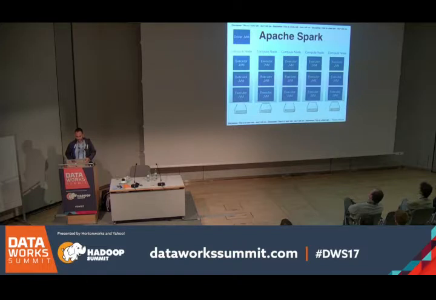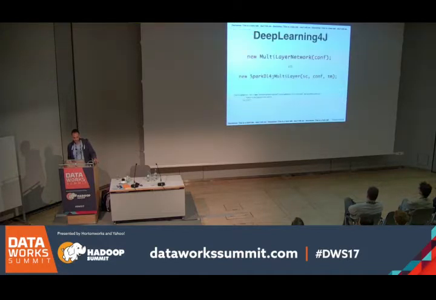And so just as a reminder, that's how an Apache Spark topology looks like. You have one driver, and then you have executors, and they are able to communicate with each other through broadcasts. And now I will show you how Deeplearning4J is doing this.